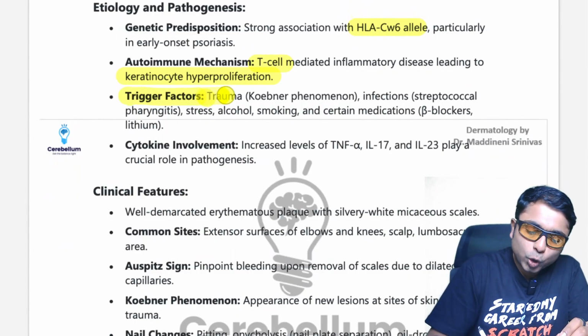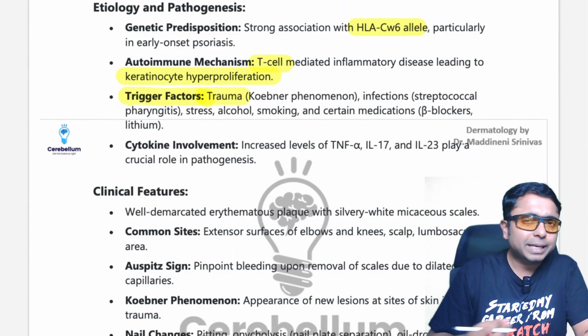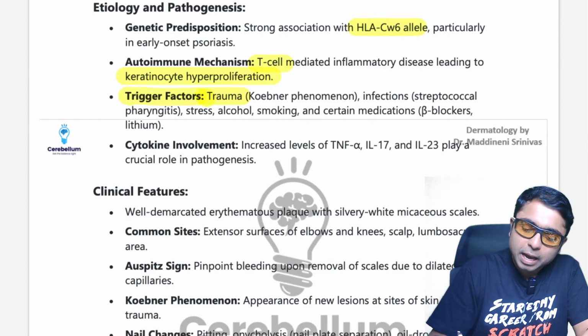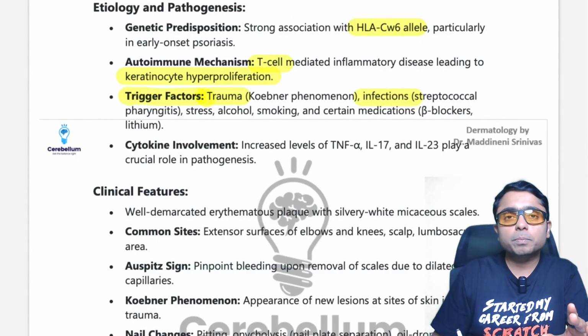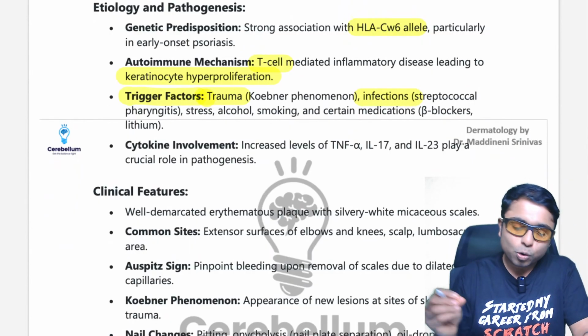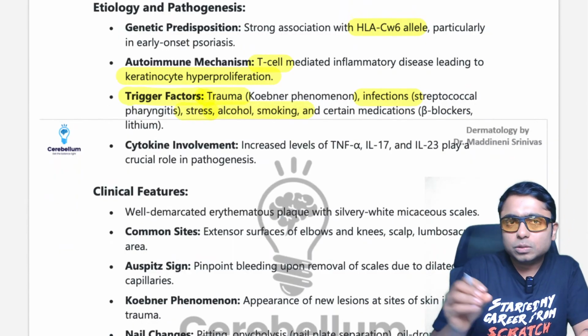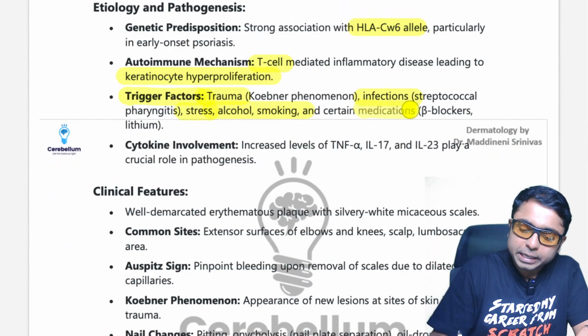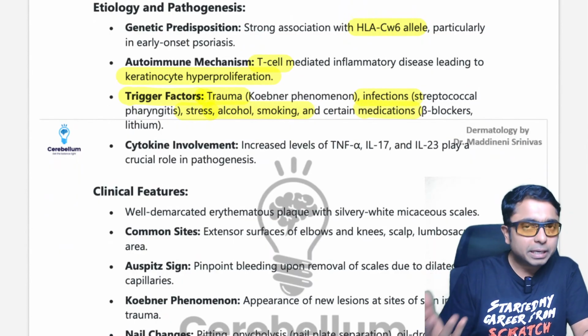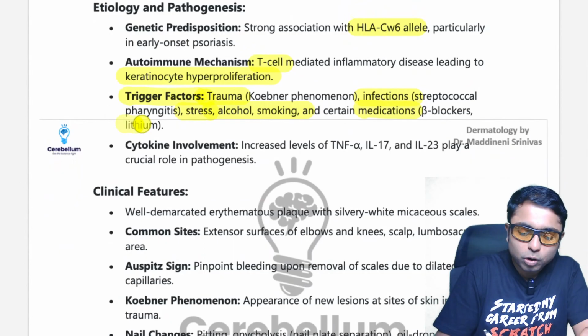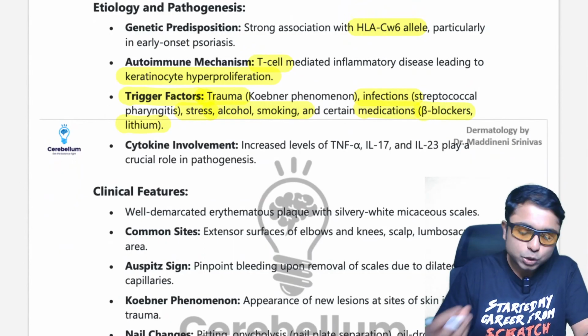So what are they? Trauma, like for example Koebner's or Koebner's isomorphic phenomenon, and guttate psoriasis, if you remember, it is associated with the streptococcal infection, and stress, alcohol, smoking also can be triggering factors, and medications, if you remember, the painkillers, NSAIDs, lithium, beta blockers, all of these can trigger psoriasis.